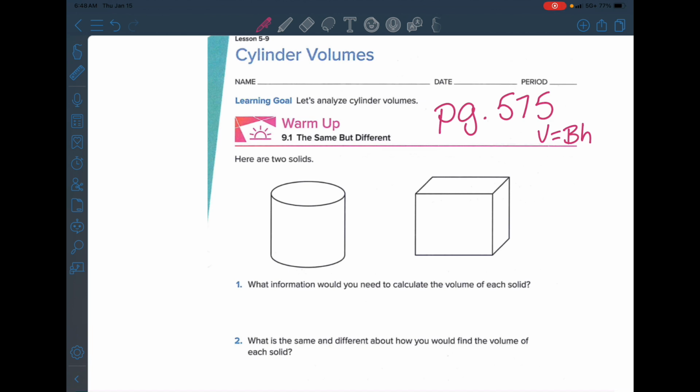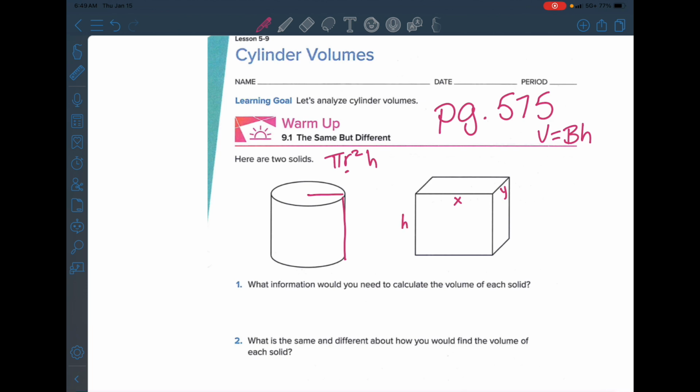On this page, it asks, what information would you need to calculate the volume of each solid? Well, this is a cylinder at first, and you need capital B, the area of the base, which is pi r squared. So you would need your radius, and then the height. And for the prism, you would need the area of the base, which would be the length and width, or base times height of the base, and then the height of the whole prism.